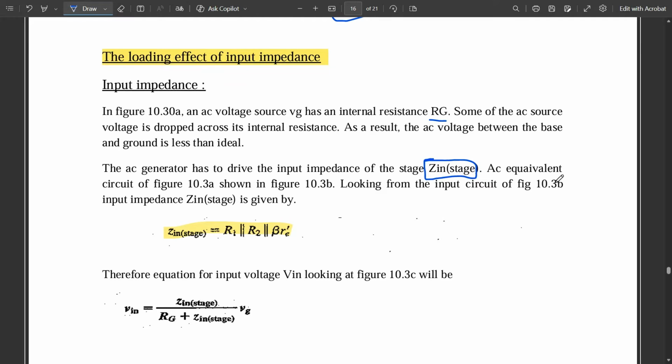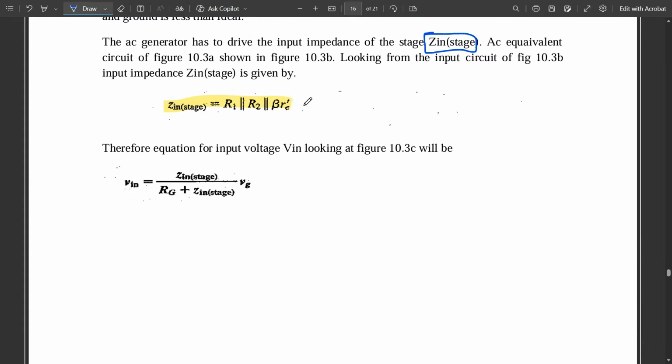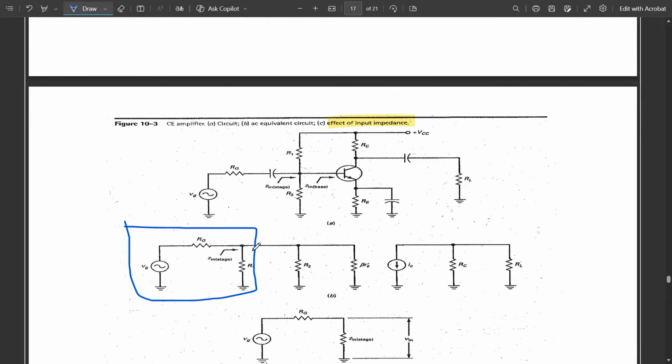that is called the Z in stage, input impedance of the stage. The AC equivalent circuit of figure 10.3a is shown in figure 10.3b, as I've already shown you. Looking from the input circuit of 10.3b, the input impedance Z in stage would be given by R1 parallel to R2 parallel to beta Re dash, because you see here this is the AC equivalent circuit, right? And this is the complete Z in stage impedance because they have kept all the resistors in parallel, right? So that's why you should simply write the Z in stage, so that we could convert it to one equivalent impedance. So that's why we are using this stage impedance, or the effect of input impedance in this amplifier. Okay, so Z in stage is given by R1 parallel to R2 parallel to beta Re dash.